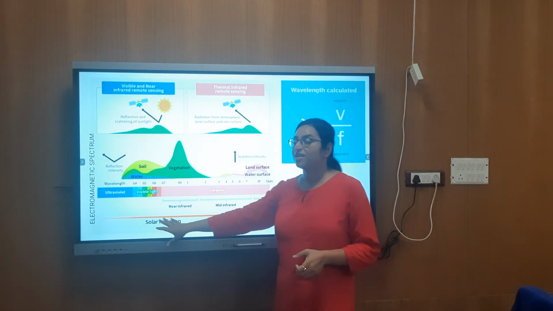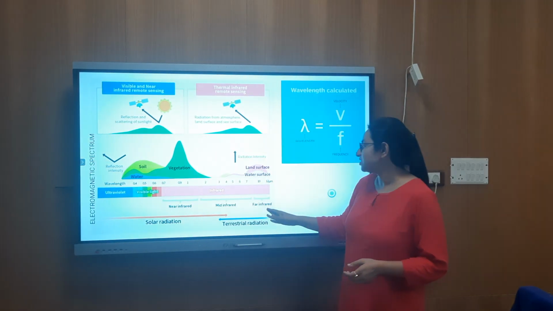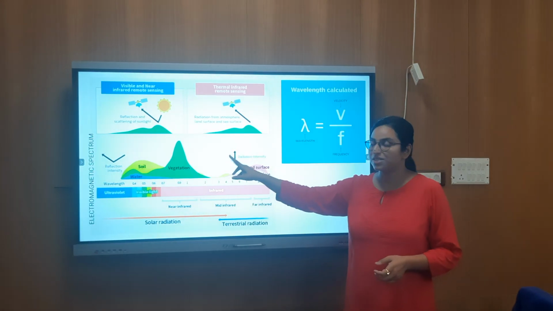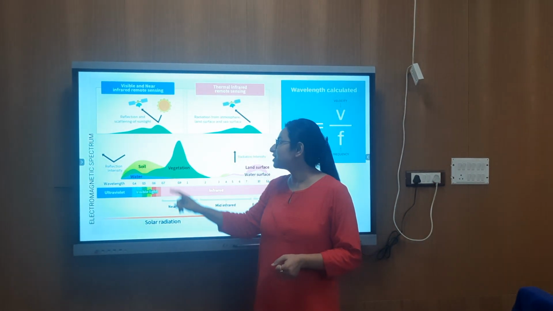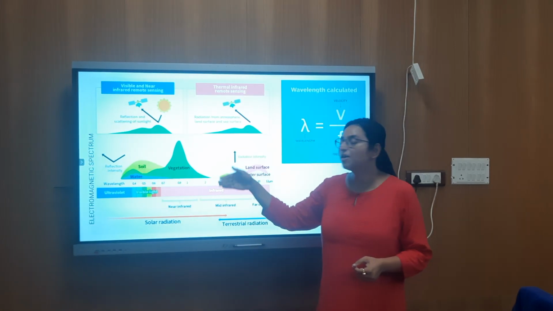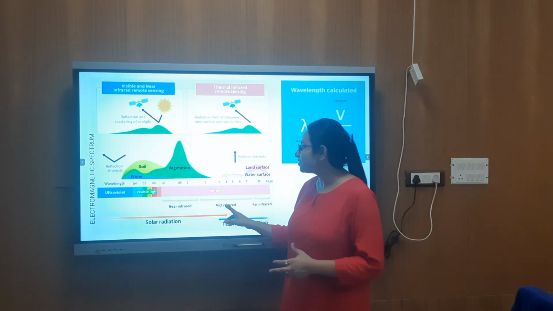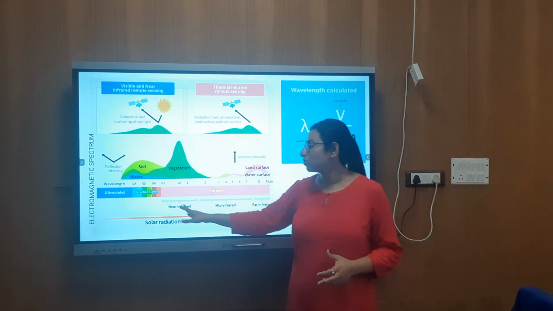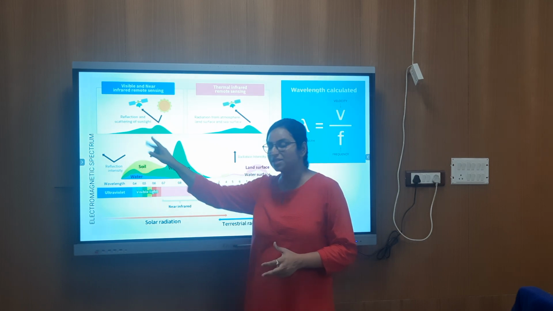Now, this is the electromagnetic spectrum. Here it starts with ultraviolet and ranges till far infrared. Now, there are two kinds of remote sensing that happen. One is visible and near infrared remote sensing. So, the incoming radiation and the outgoing radiation, when it lies from ultraviolet to the mid-infrared, we call it the solar radiation part, and that comes under visible and near infrared remote sensing.